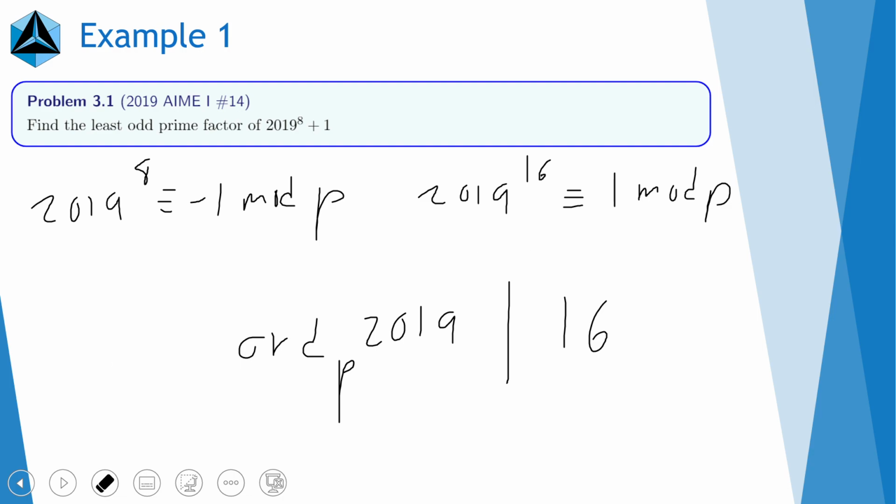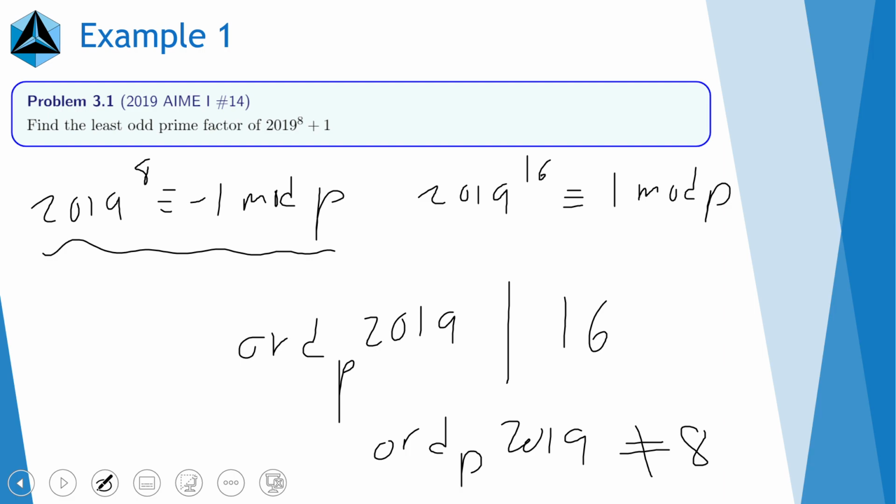But then we also have this statement, and this basically gives us that the order of 2019 mod p is not equal to 8, and it's not any of 8's divisors, because since p is not 2, this is not equal to 1 mod p. So this means that the order of 2019 mod p is equal to, not just divides, is equal to 16.